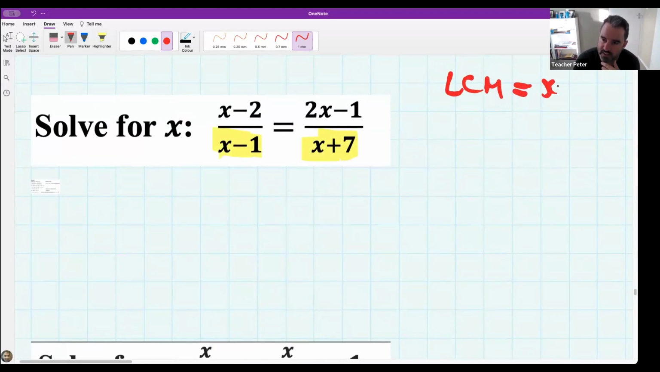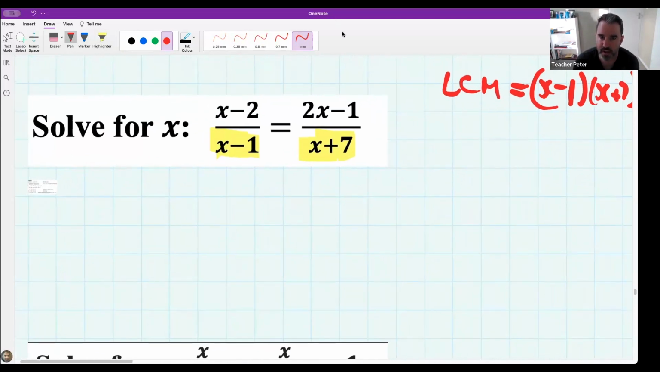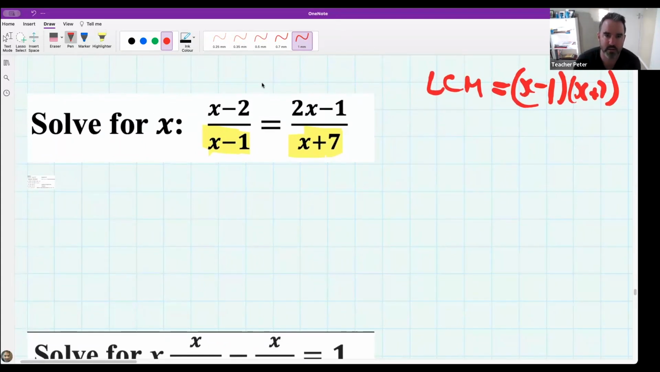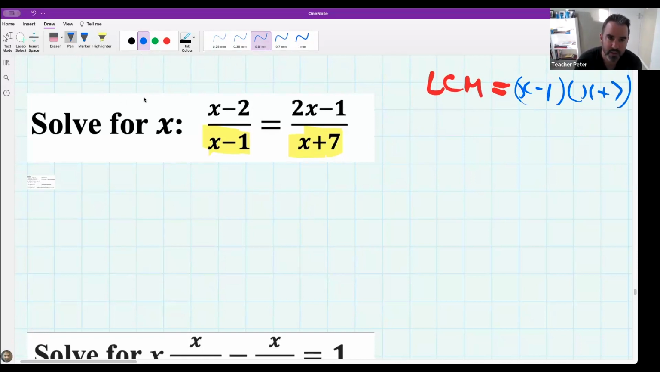The way to get it is normally just to go x minus 1 times x plus 7, the two things here you're multiplying. Let me make my pen a bit thinner so you can actually see what I'm writing. So x minus 1, x plus 7. I'm going to multiply this side by x minus 1 times x plus 7, and I'm also going to multiply this side by x minus 1 times x plus 7.